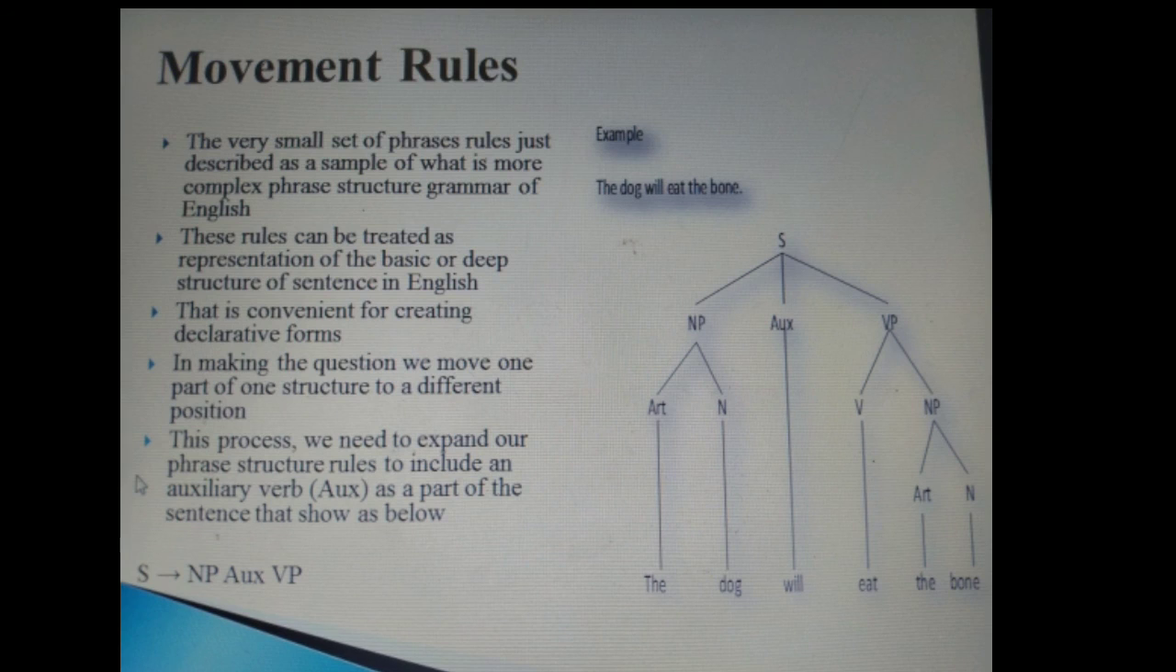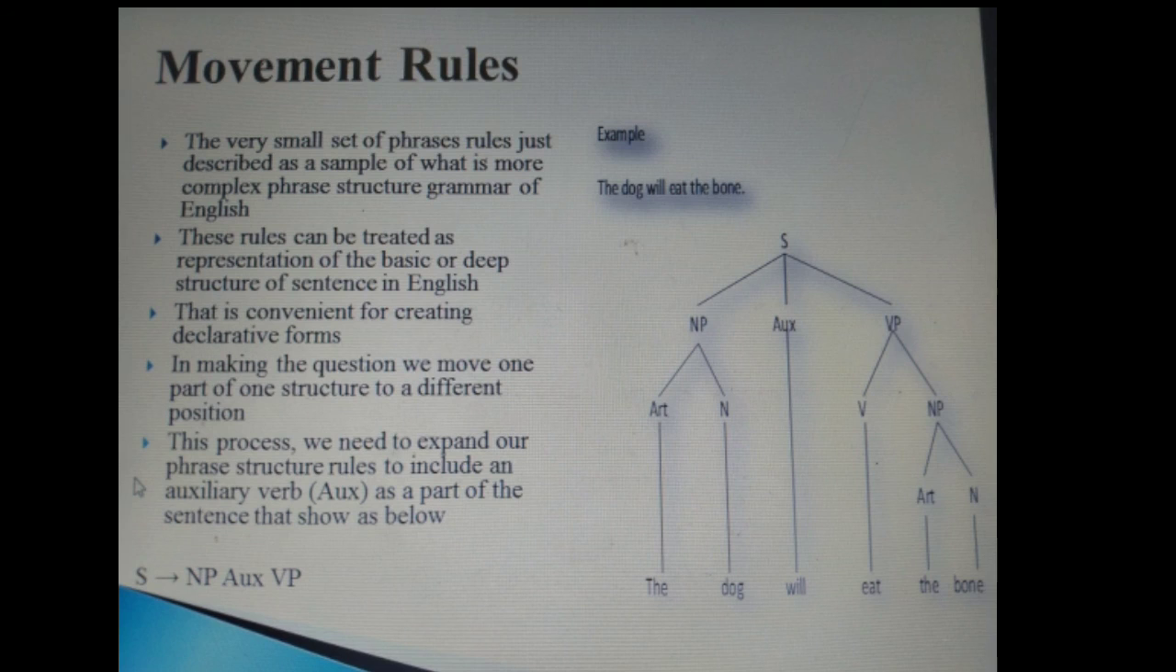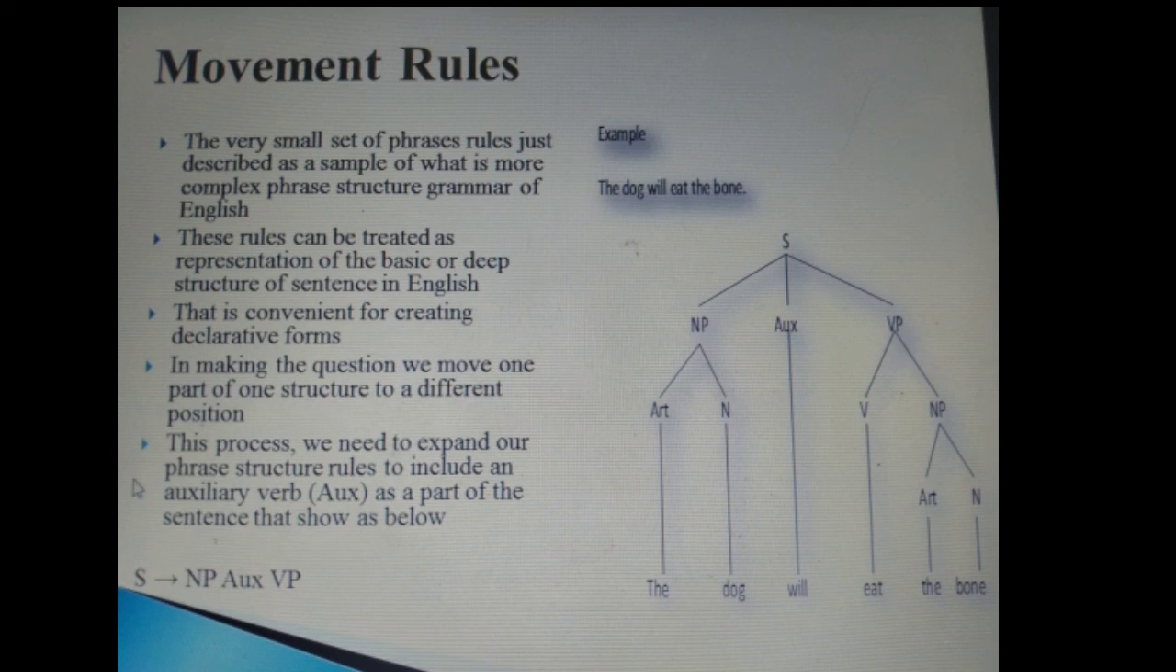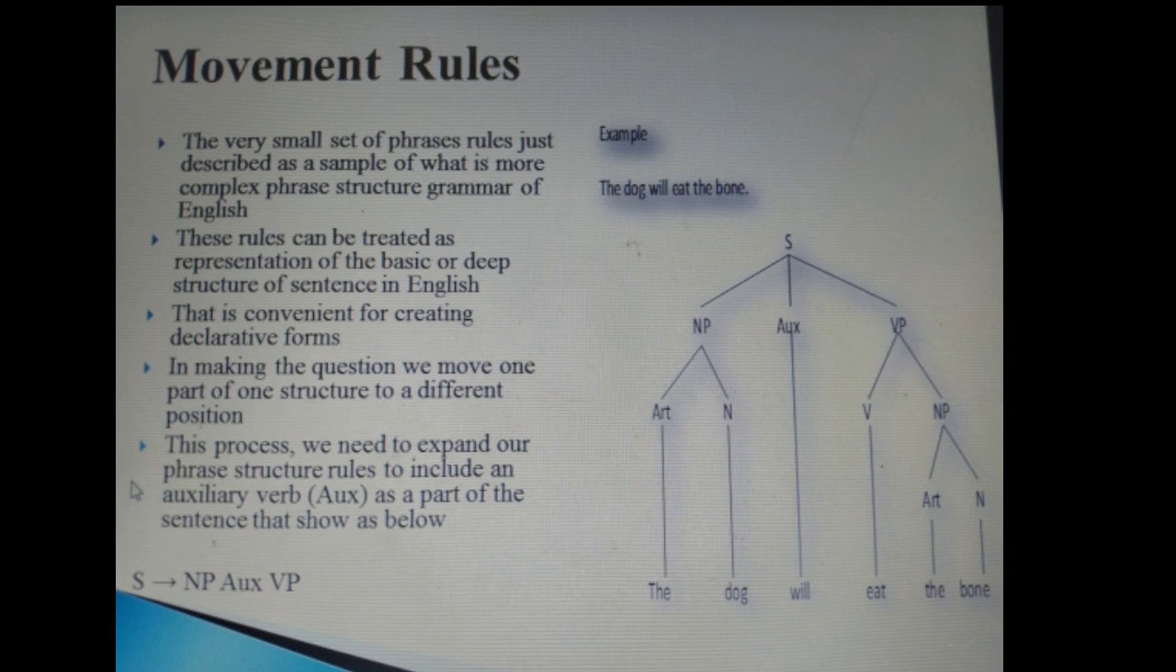Movement rules. The very small set of phrase rules just described is a sample of a more complex phrase structure grammar of English. These rules can be treated as a representation of the basic or deep structure of sentences in English that is convenient for creating the declarative form.